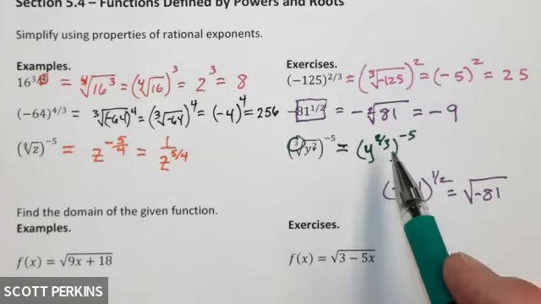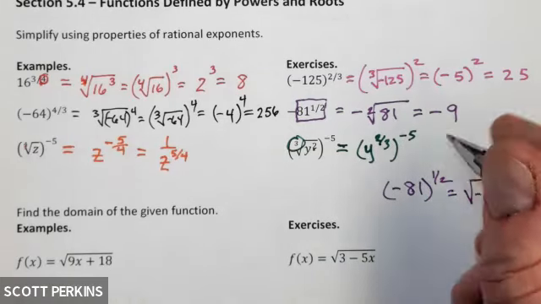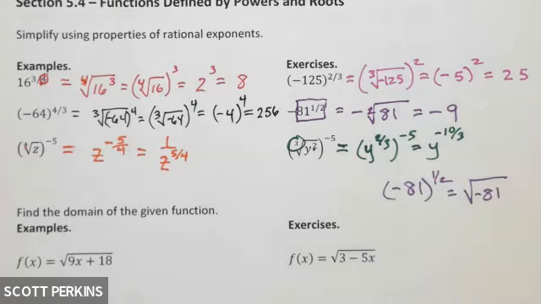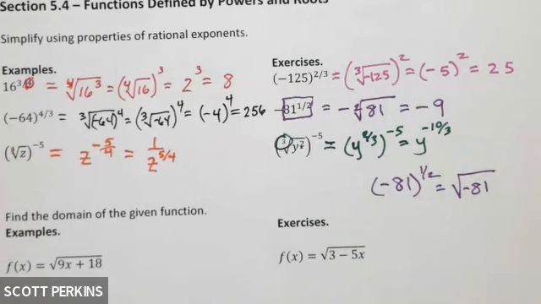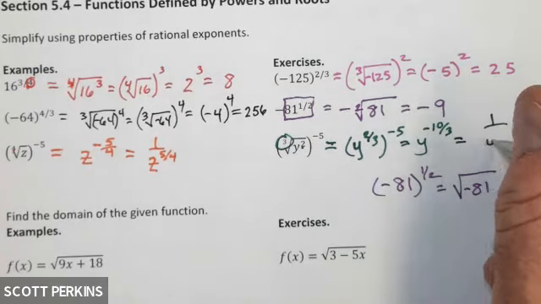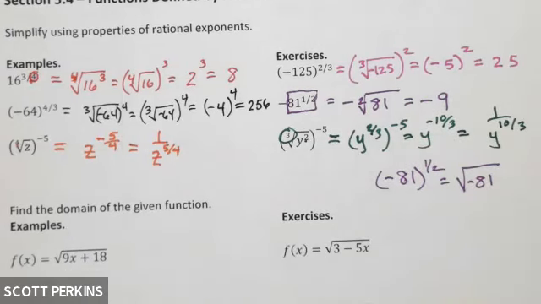Now, when I multiply my fractions, I just multiply my numerator. So I've got 2 times negative 5. So that's y to the negative 10 over 3. And then again, I've got that negative. I put that there intentionally just so that you'd have to write this down. But any negative exponent, we're going to resolve that by moving the base. So this is going to be 1 over y to the 10/3 power. And that's my result.